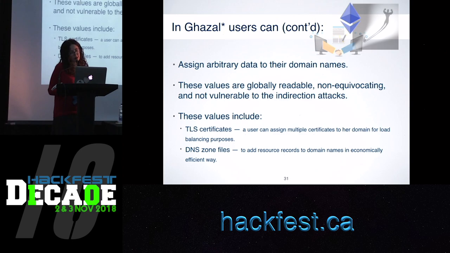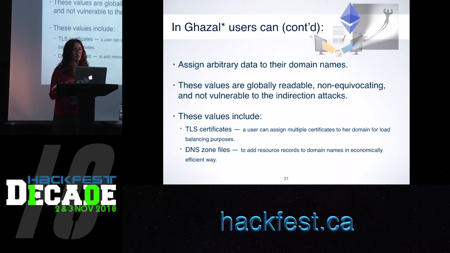And because it's decentralized, these values are globally readable, non-equivocative, and not vulnerable to any indirection attacks. And these values include TLS certificates, and we use multiple sized arrays. So a user can assign multiple certificates to her domain name. This is for load balancing. And they can also add DNS zone files to add resource records to the domain name.